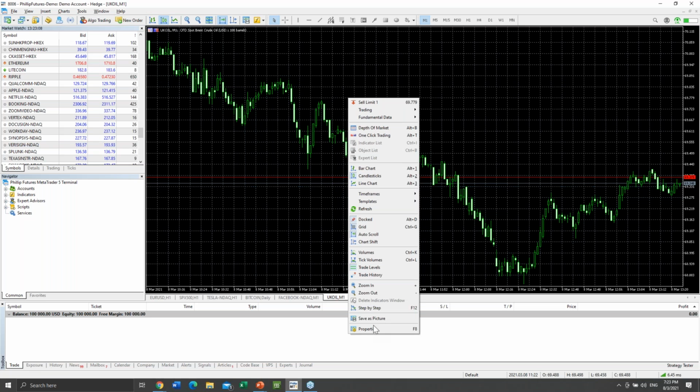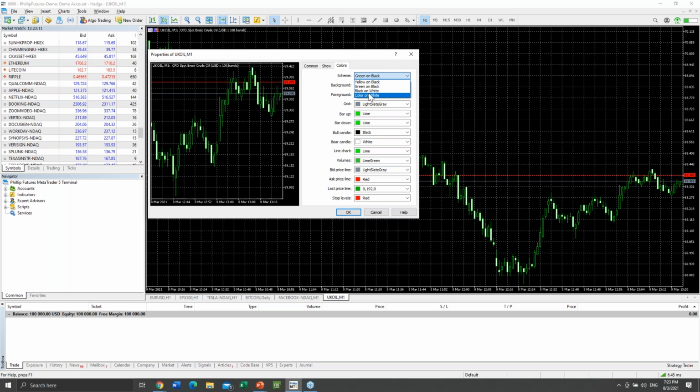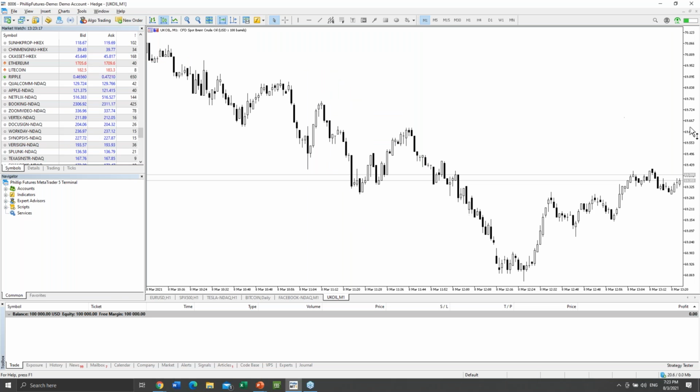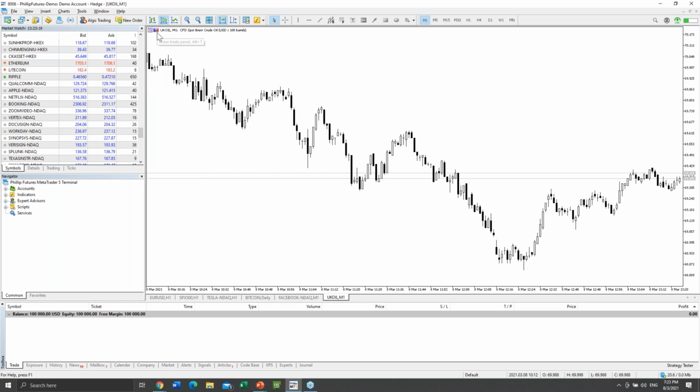Personally, I prefer the other setting, so let me just hit that and set what I want configured. So white, this is the trading tile, which allows me to trade.